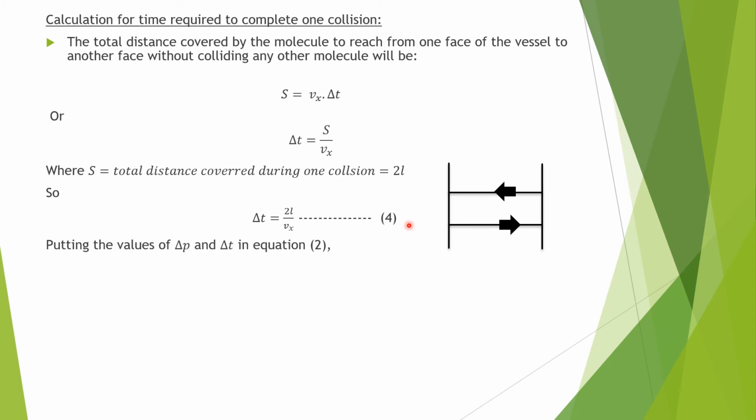Now we have already calculated the change in linear momentum, and we put the values of the change in linear momentum and time in equation 2. Equation 2 was F equals delta p upon delta t. So delta p is equal to 2mvx and delta t is 2l upon vx. This vx will come up, giving 2mvx upon l into vx. The 2 and 2 cancel, and the final expression of force is equal to mvx square upon l. We mark it as equation 5.